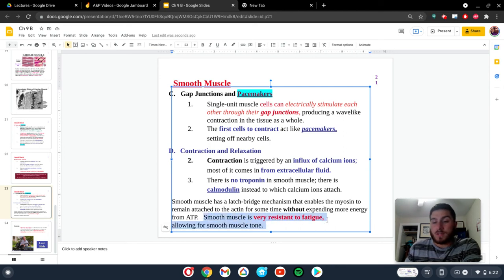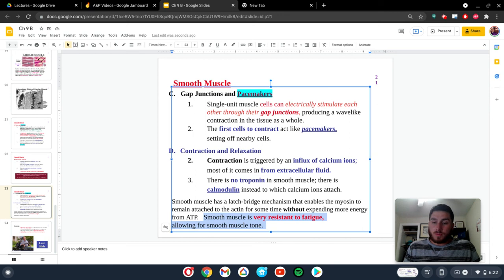And therefore, it allows it to maintain its muscle tone for a longer period of time, which is awesome for smooth muscles because things like our intestines, the digestive tract, all of these different parts, well, not our heart's cardiac muscle, but the point is with different smooth muscles that we don't really think about, they're able to continue to do their job over and over again without us really noticing and without us fatiguing because of it.